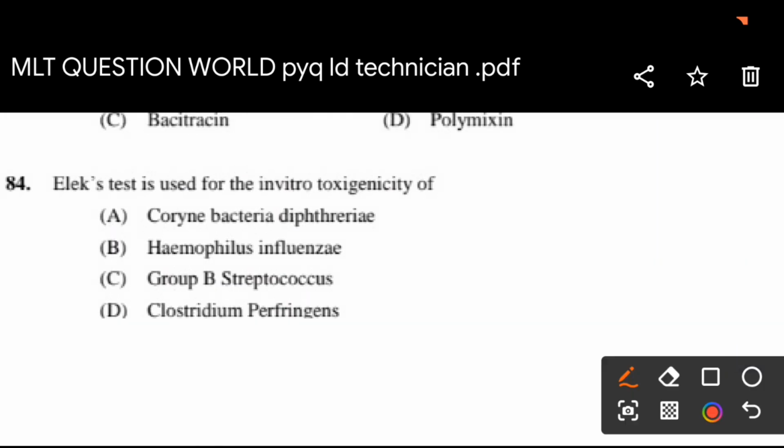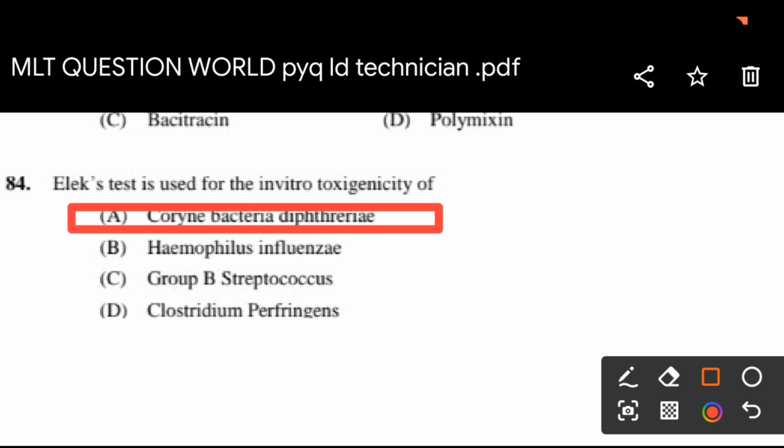Next one, Elek test is used for the in vitro toxigenicity of Corynebacterium diphtheriae, Haemophilus influenzae, group B Streptococcus, Clostridium perfringens. Elek test is used for the diagnosis of Corynebacterium diphtheriae. Right answer, Corynebacterium diphtheriae.